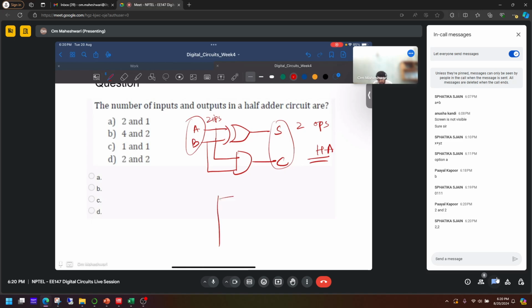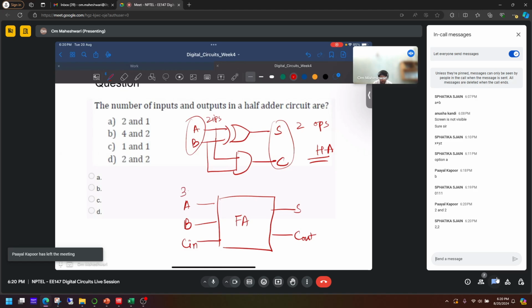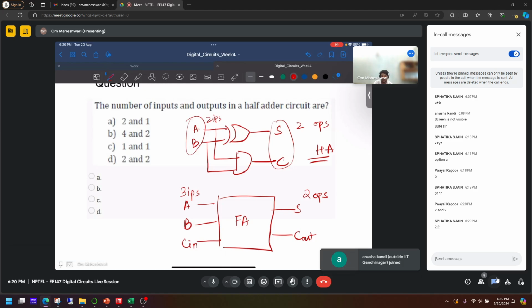Whereas in a full adder, let me just draw the block diagram. A, B as well as carry in, and here sum and carry out. This is the full adder. It has three inputs and two outputs. Our answer here is 2 and 2.